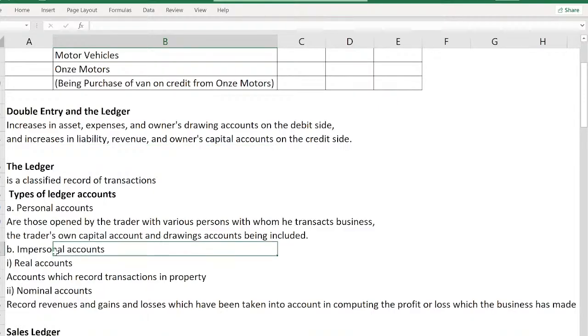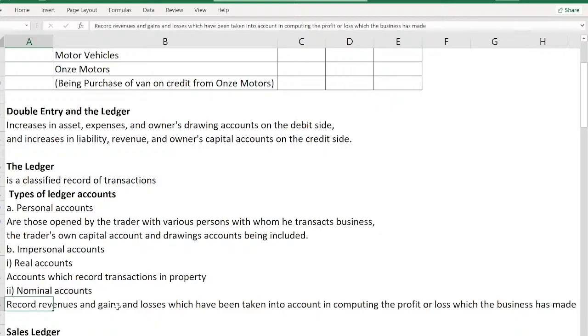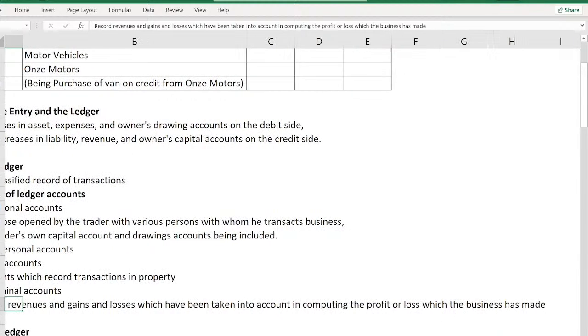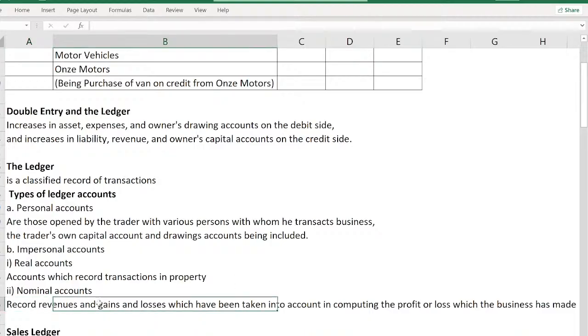For impersonal, it is subdivided into real accounts and nominal accounts. Real accounts indicate all accounts which record transactions in property. Nominal accounts record revenue, gains and losses which have been taken into account in computing the profit or loss which the business has made. So those are the two different types. For real accounts, transactions in properties. For nominal accounts, transactions in revenue, gains, losses, which have been taken into account.